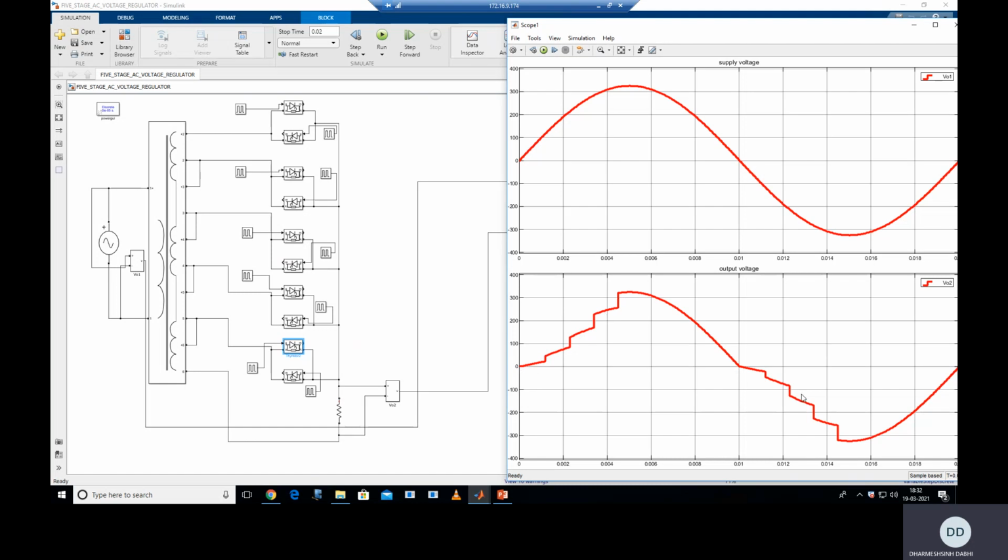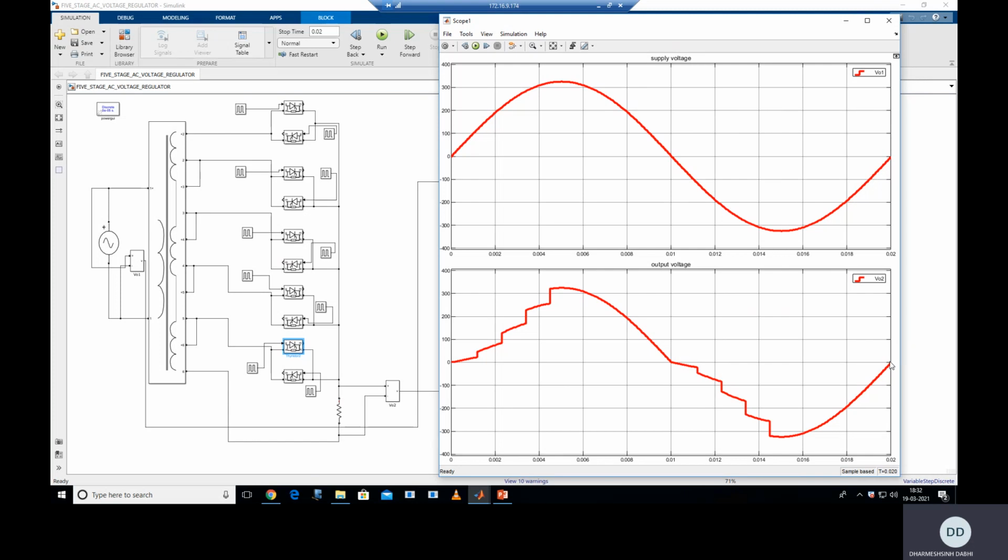Clear? Same way in the negative cycle, you can see that after pi, at angle pi, you fire this group thyristor, first stage negative group. So that follows minus Vm sin omega t divided by 5. Then the next 20 degree, it means 200 degree, you turn on this thyristor. So that follows minus 2 Vm sin omega t divided by 5. And so on, at the last stage, at this point 260 degree, when you fire the fifth stage negative group thyristor, that follows this minus Vm sin omega t up to this angle 2 pi.